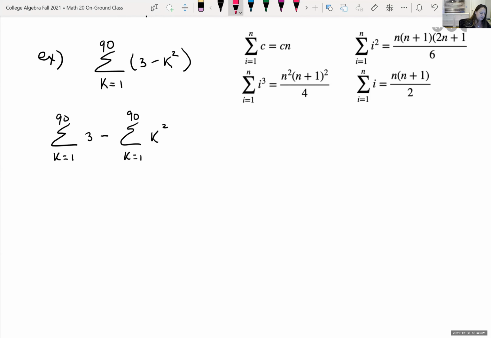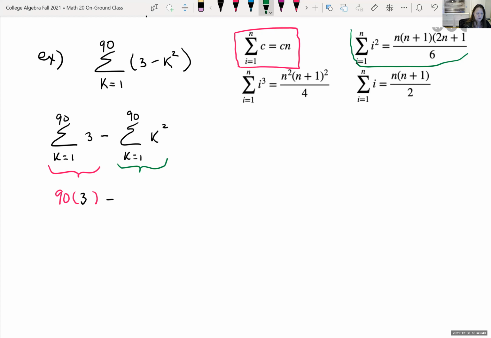So for this first summation, if we're just adding a constant, which we are, we're just adding 3, but we're adding 90 terms of 3. And so this is the same thing as 90 times 3, minus, so now we're looking at the summation of k squared from 1 to 90.